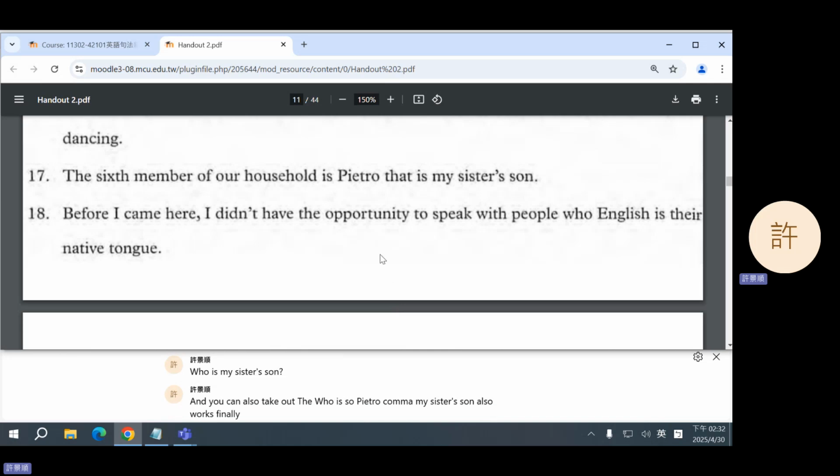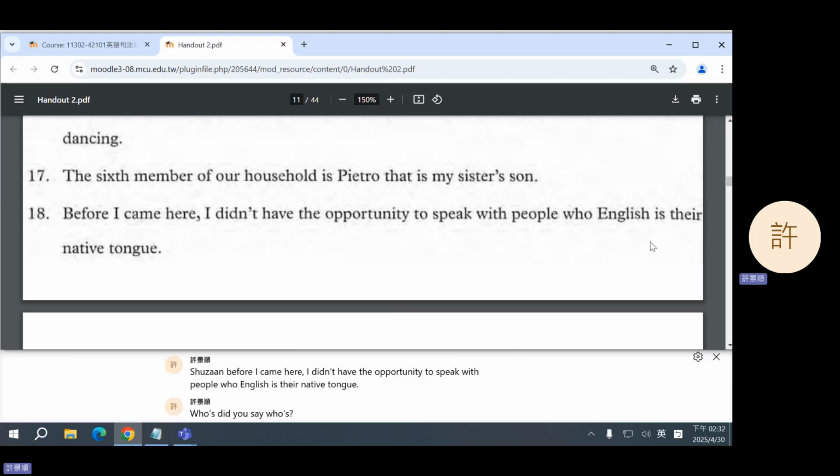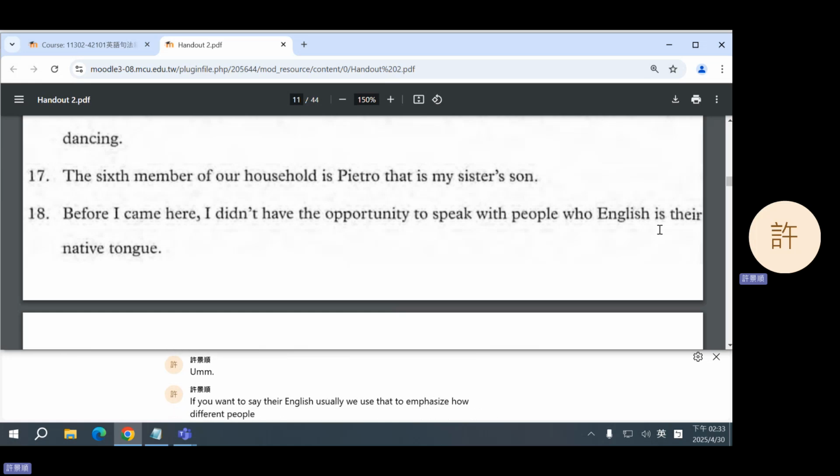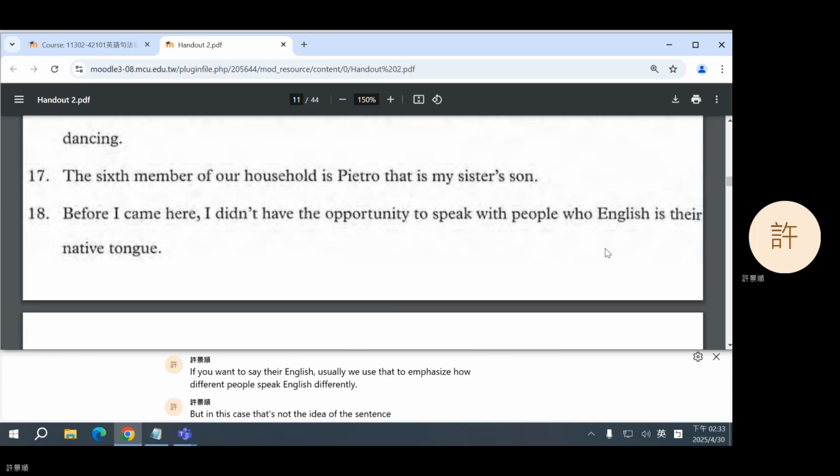Finally, number 18, 徐子涵. Before I came here, I didn't have the opportunity to speak with people who English is their native tongue. Did you say "whose"? "Whose English are their native tongue." I don't think that works. If you want to say "their English," usually we use that to emphasize how different people speak English differently. But in this case, that's not the idea of the sentence. And also, English is singular, so this would still be "is." Is there a better answer?